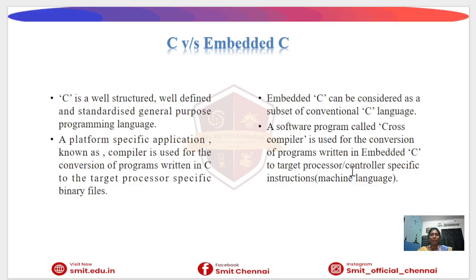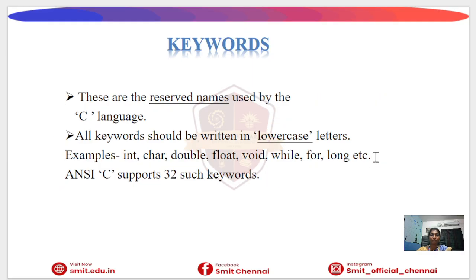What is a cross compiler? It is a compiler that runs on one system but generates code for another system, that is, the microcontroller. So that is the main difference. In C programming, the compiler is used for conversion of the program from C to the targeted language, that is the machine code or machine language. Whereas in embedded C, we use a cross compiler, which generates the code for another system.